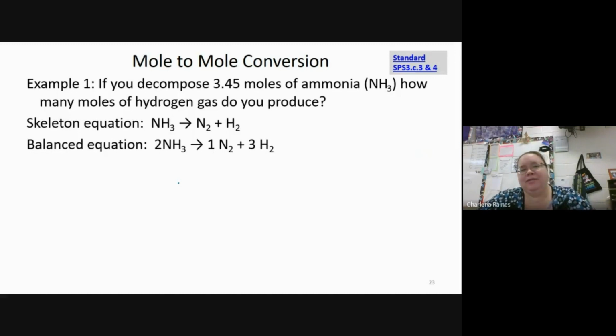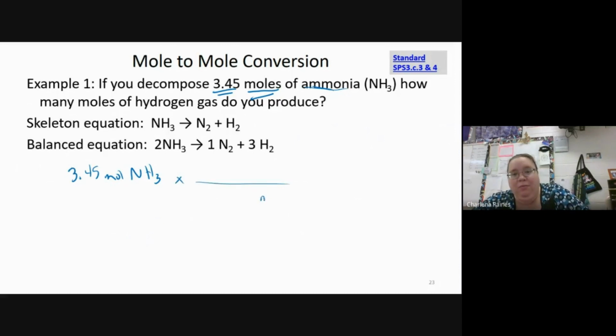So now that I've got that balanced equation, I can actually do the math. I'm looking at my problem, and one strategy that you can use to help you is to highlight or underline your unit and your numbers. Because the thing that has the number is what you're starting with. Whether that number is at the beginning, the middle, or the end of the problem, you've got to start with your number. So I'm going to write my 3.45 moles of NH3, because that's my number in the problem. I'm going to multiply it by a fraction bar.